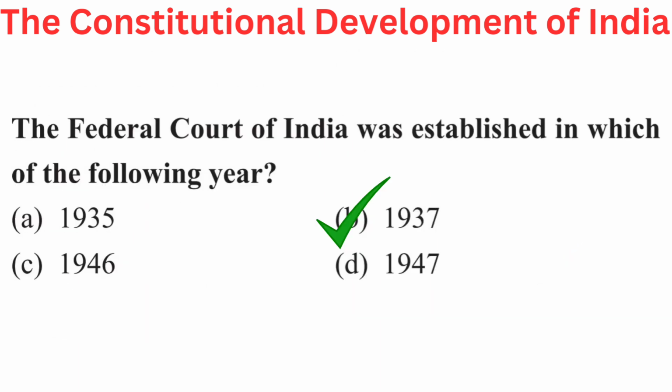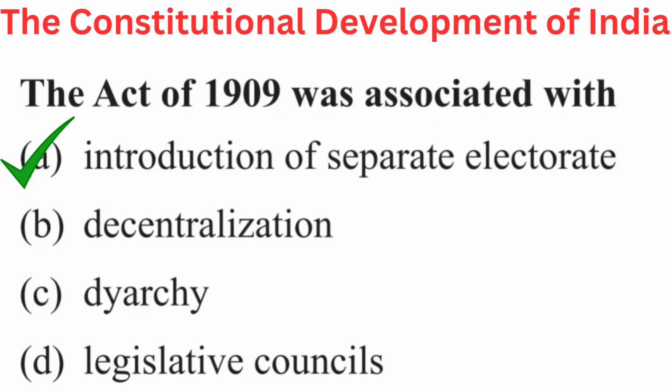Your question is, the Federal Court of India was established in which of the following years? Your options are A. 1935, B. 1937, C. 1946, or D. 1947. Right answer is B. 1937. Your question is, the Act of 1909 was associated with.